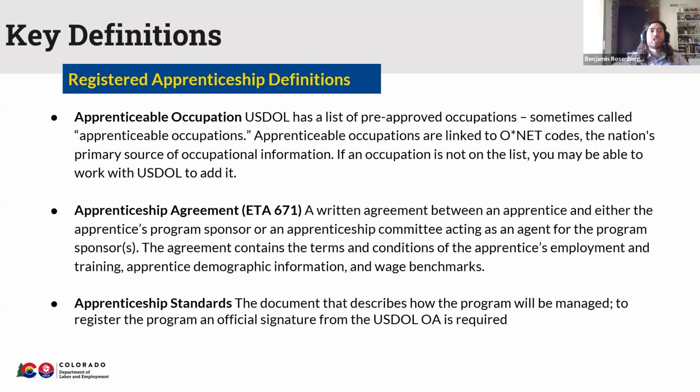So an apprenticeship standard is really just what you'll hear about when you talk about actually creating a program and what's going to be taught during those programs. So those were some of the key terms and definitions.